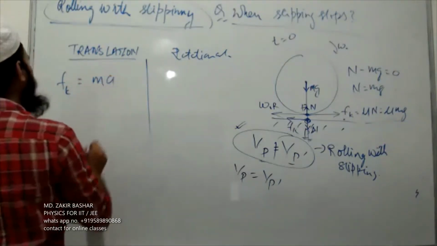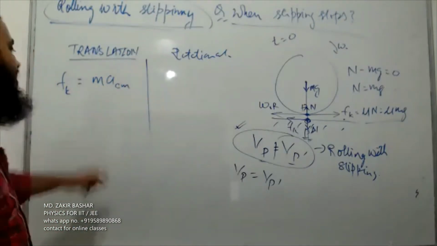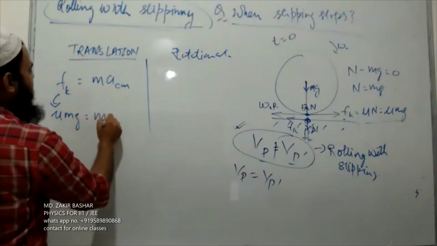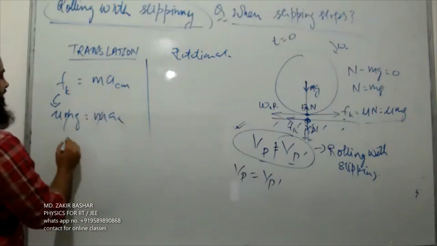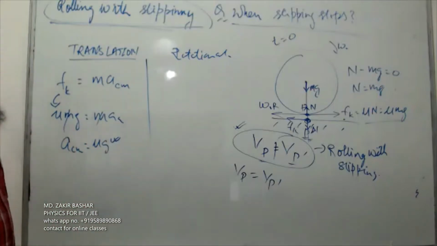Fk will be equal to mass into acceleration, because due to this Fk the center of mass of the disk will gain acceleration. The value of Fk is known, that is mu mg, equal to m into acm. So from here you will get acm equal to mu into g. Is it clear?